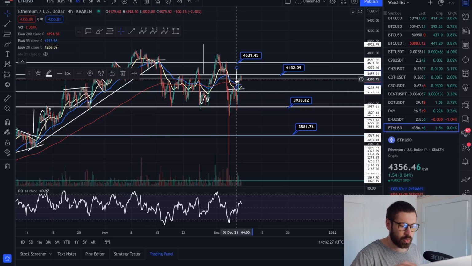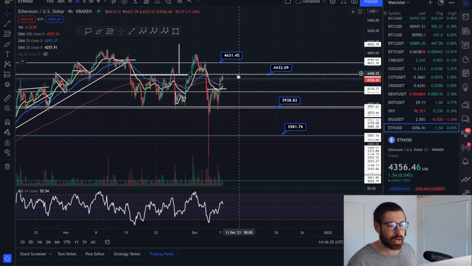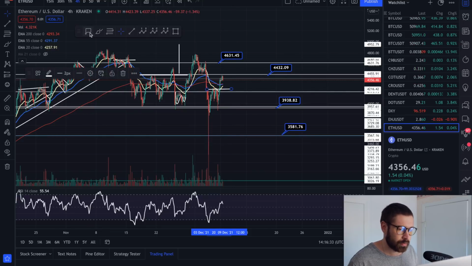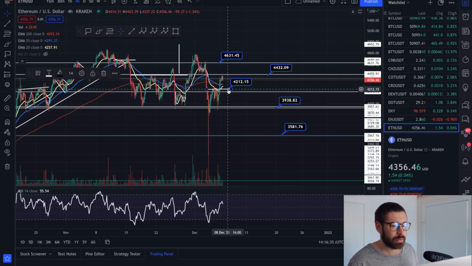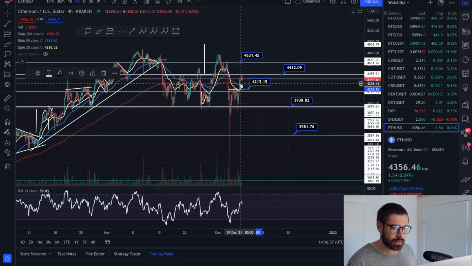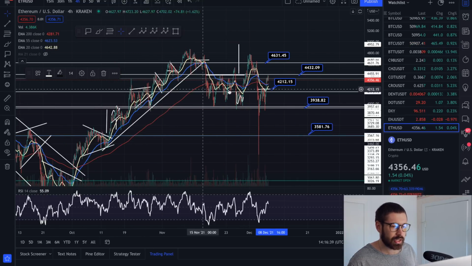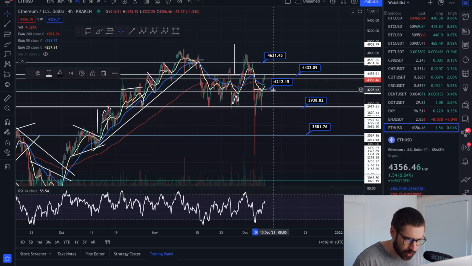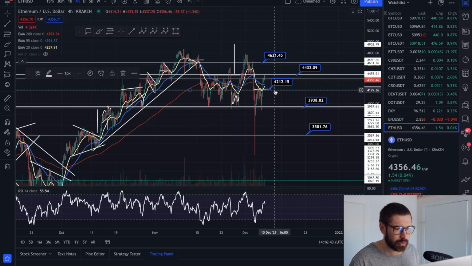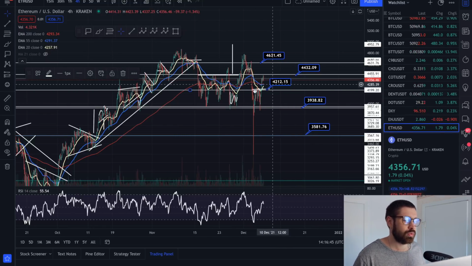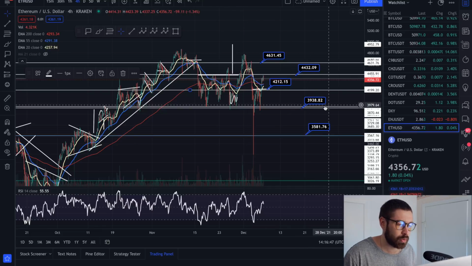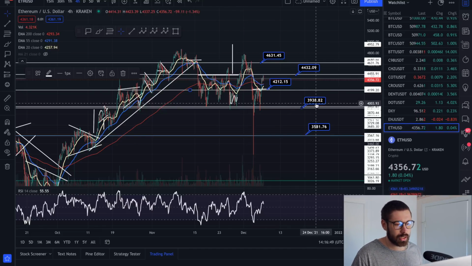Now we are trending into overbought on the hourly, so what may happen here is we come back down for a backtest of our double bottom, which is coming in at 4212. Also lines up with this previous level of resistance and support here. I'll actually move this line up just a little bit here. And then if we lose 4212, do target this strong level of support at 3938 for ETH.